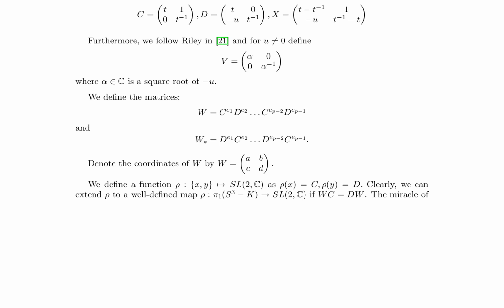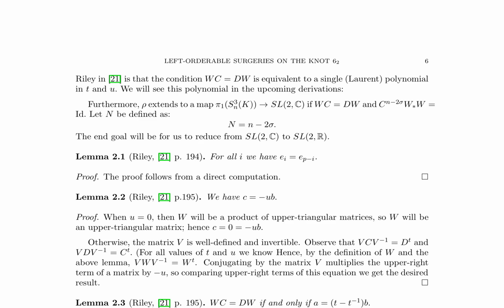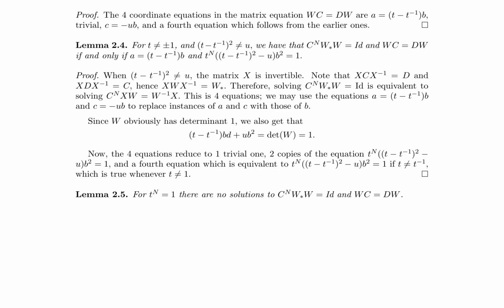Notation and matrices are defined to describe these equations, emphasizing the use of Chebyshev polynomials for simplification. The derivation of these equations involves several lemmas, including ones that establish relationships between matrix coordinates and the polynomial solutions. The ultimate goal is to reduce from SL(2,C) to SL(2,R), with the end result being a set of equations that can be solved to find continuous families of representations. The lemmas presented provide the foundation for this process, demonstrating the equivalence of certain matrix equations to the original Riley polynomial.